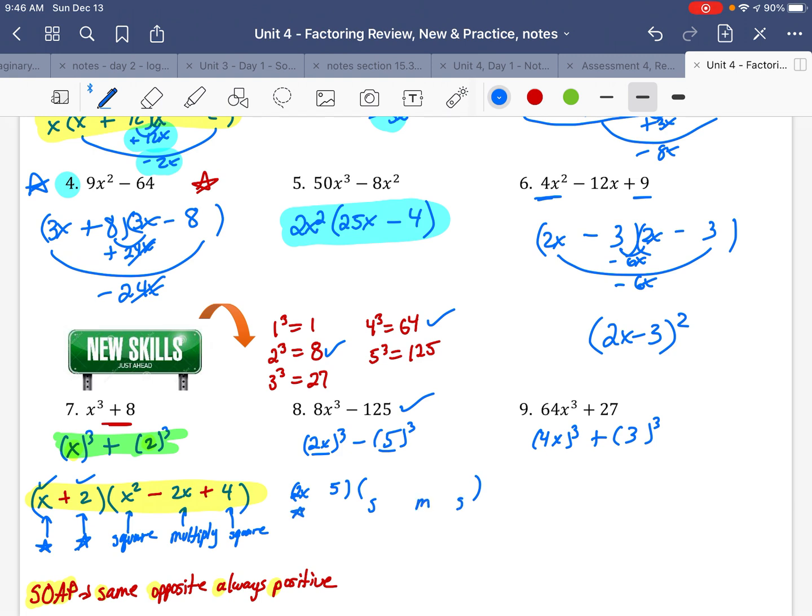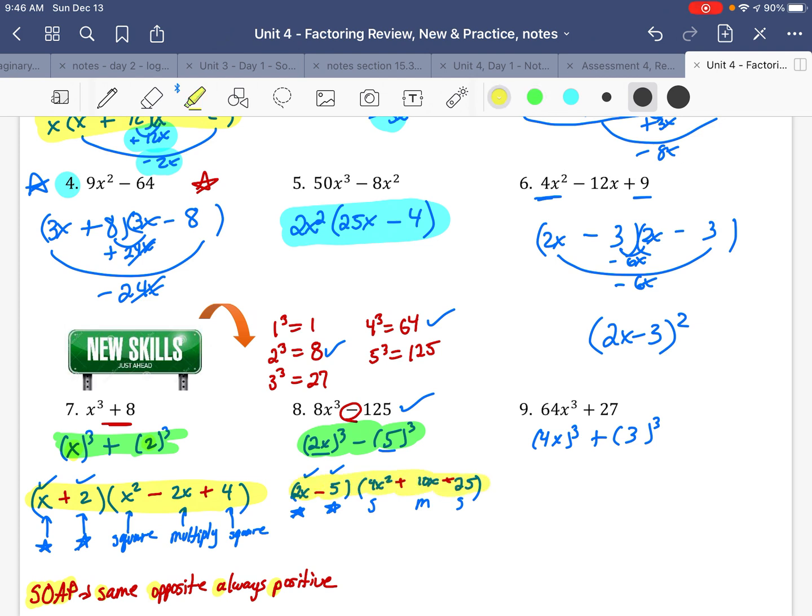So I take 2x and I square it. Well, 2x times 2x is 4x squared. Then I take 2x and multiply it by 5. That would be 10x for the middle. Then I take my 5 and I square it. 5 times 5 is 25. Then I come through with my signs. Same, so it's a minus because it was a minus here. Opposite, because opposite of minus is plus. Always positive. And you're finished. Remember that you have to show this breakdown right here, and then you have to have your final answer.